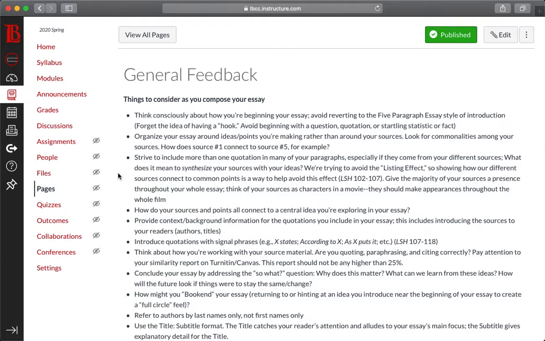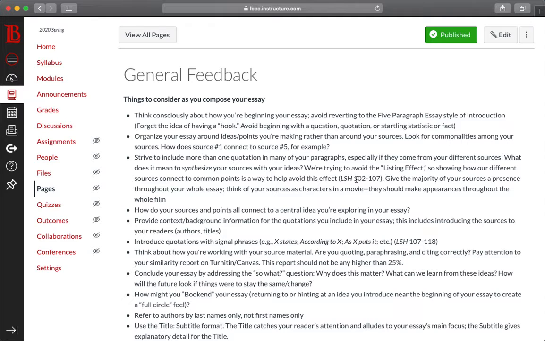Going on with that, we want to strive to include more than one quotation in many of our paragraphs, especially if they come from different sources. That's a way to help organize around the ideas or points, because we're including more than one quotation in a single paragraph. So think about this. What does it mean to synthesize your sources with your ideas? The word synthesize means to combine, right? Taking parts from different things, putting them together to create something new. So we're trying to avoid what's called the listing effect. The listing effect is when we just treat our points as disconnected items in a list without showing how they're all connected, how they're all a single progression of ideas, right? So showing how our different sources connect to common points is a way to help avoid this listing effect.